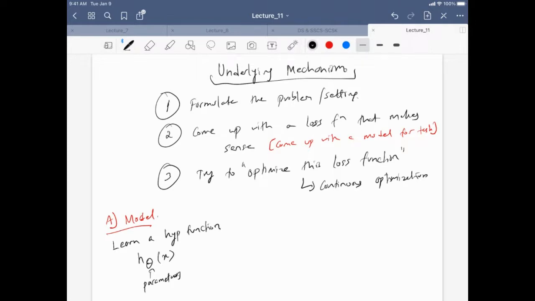Depending on the setting, it could be classification where you're predicting one of k classes. It could be regression where you're predicting a continuous value output. It could be reinforcement learning where you're predicting an action, and so on. It could be a ranking problem where you're predicting a ranking output. Different flavors have different outputs, but at the end of the day, you want to learn a hypothesis function h theta of x. So this is your model.